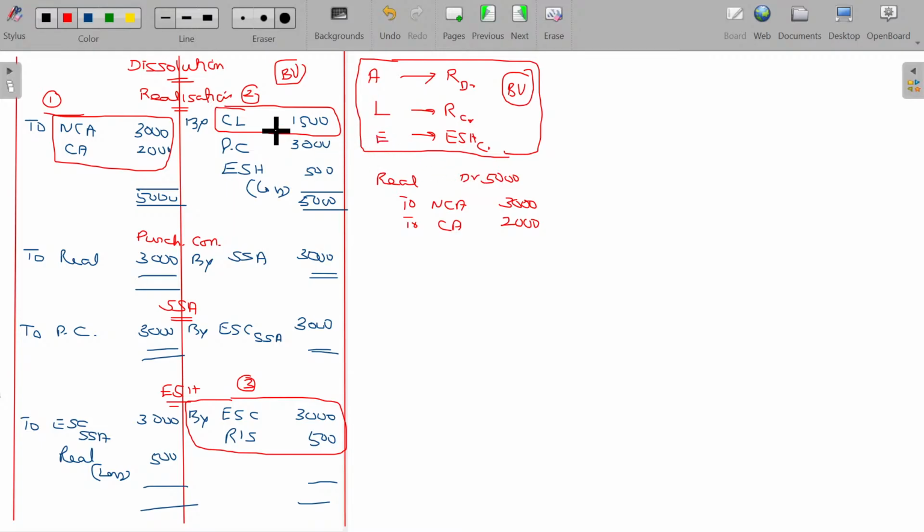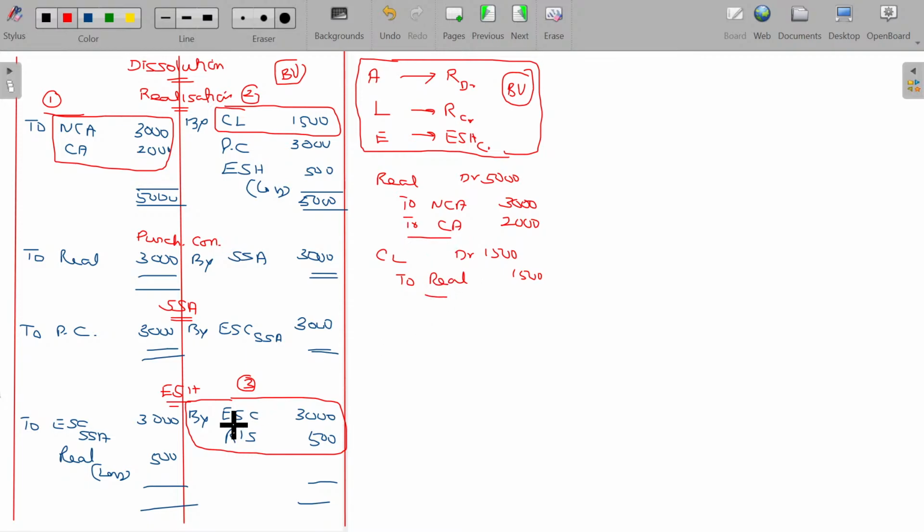Second step, current liabilities. Current liabilities account debit to realization, this value being 1,500. Current liabilities will appear on the liability side. Liability side means credit balance. To close that, it should be debited. As current liabilities is debited, it should be transferred to the realization account here.